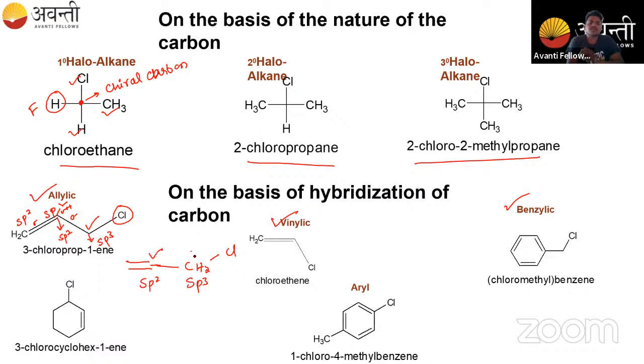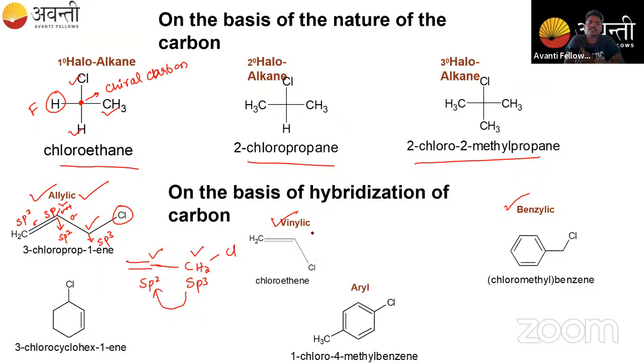This is sp2 carbon and this is sp3. If the halogen is attached to the sp3 carbon, and this sp3 carbon is attached to an sp2 carbon, this particular group is called an allylic group. So commonly we call it allylic chloride.